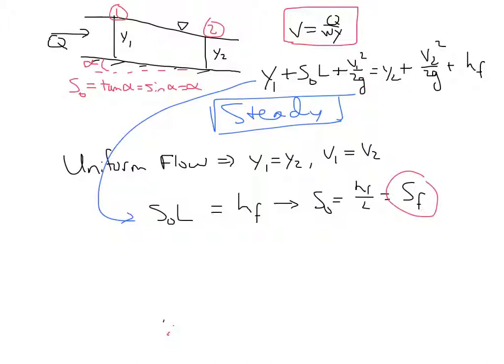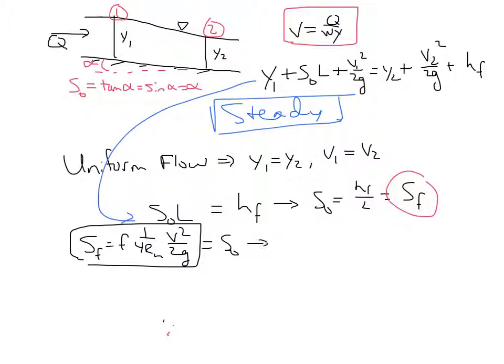Now, how do we go about formulating the friction slope? Well, we could do it with the Darcy-Weisbach equation. The Darcy-Weisbach equation would tell us that S sub f is equal to f times 1 over 4 times the hydraulic radius, where the hydraulic radius is the area divided by perimeter, times V squared over 2g. That's the Darcy-Weisbach approach. That gives us an equation that relates velocity and channel slope. If we set this equal to S naught, then we can solve for velocity as the square root of 8g over f times R_H S naught.